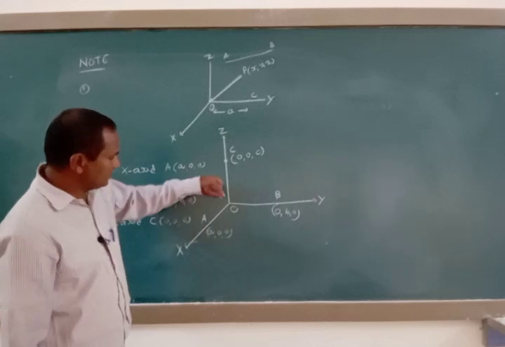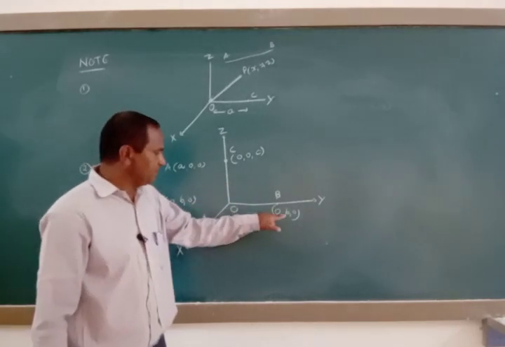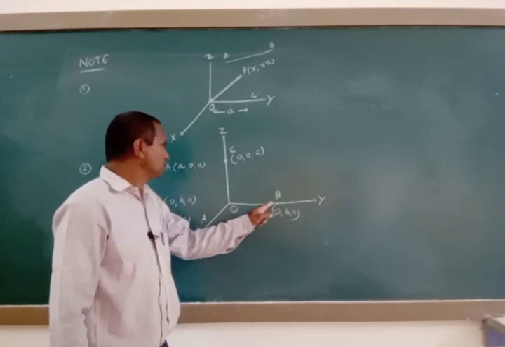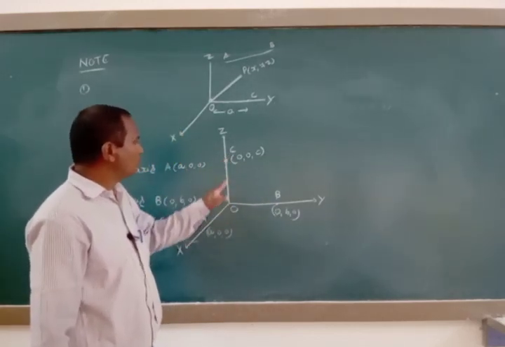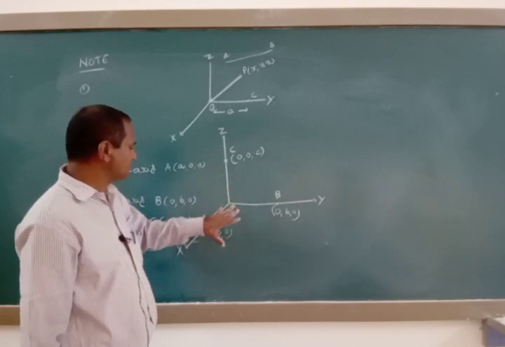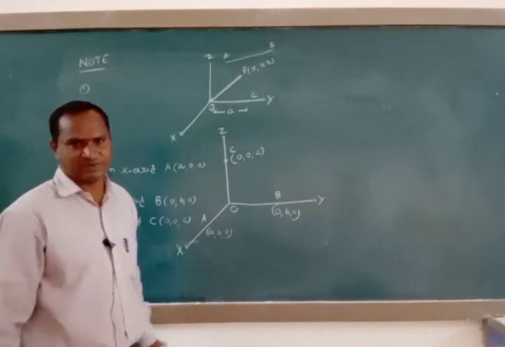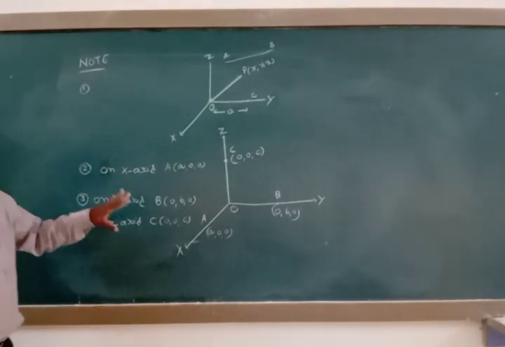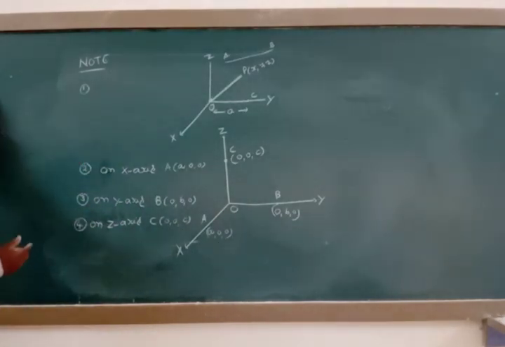Small letter a means the distance from O to A, small letter b means the distance from O to B, and small letter c means the distance from O to C, lying on the x, y and z axes respectively. Like that, we give the values if they lie on the axis. If it lies on the x-axis, then y and z are zeros. If it lies on the y-axis, x and z are zeros. If it lies on the z-axis, x and y are zeros. These are the rules on axes.